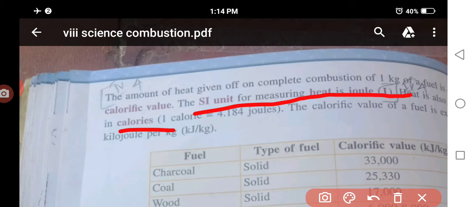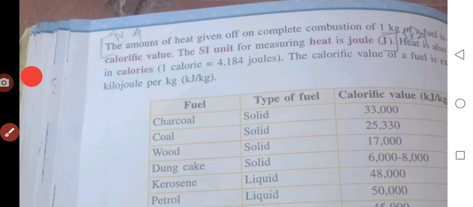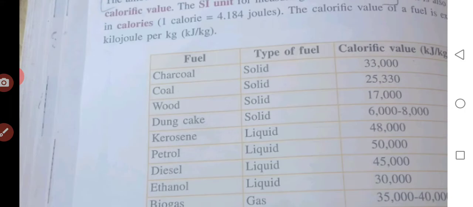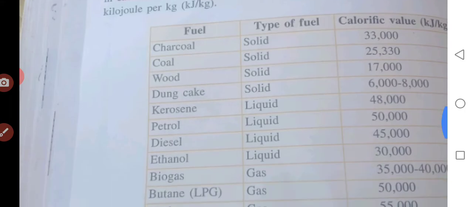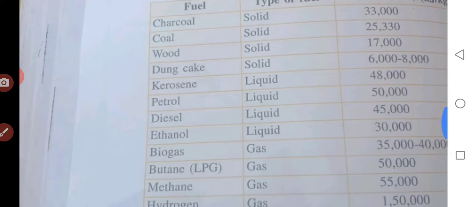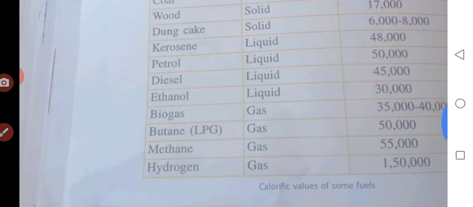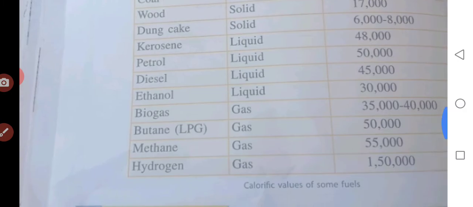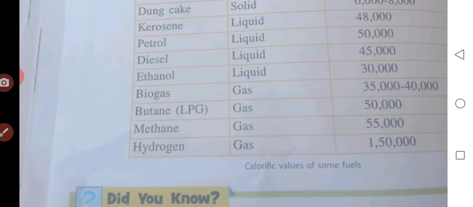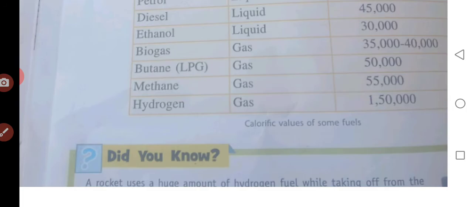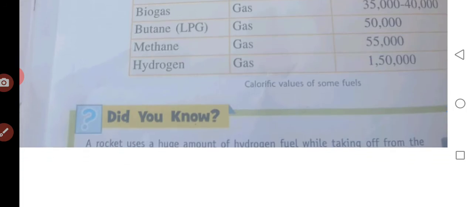So first one is charcoal. Charcoal is a solid fuel, 33,000. Coal, solid, 25 something. Wood, solid, 17,000. Dung cake, solid, 6,000 to 8,000. Kerosene is a liquid, 48,000. Petrol is a liquid, 50,000. Diesel, liquid, 45,000. Ethanol, liquid, 30,000. Biogas, gas, 35 to 40,000. Butane, gas, 50,000. Methane, gas, 55,000. Hydrogen, gas, 1,50,000. So these are the caloric values of some of the fuels.